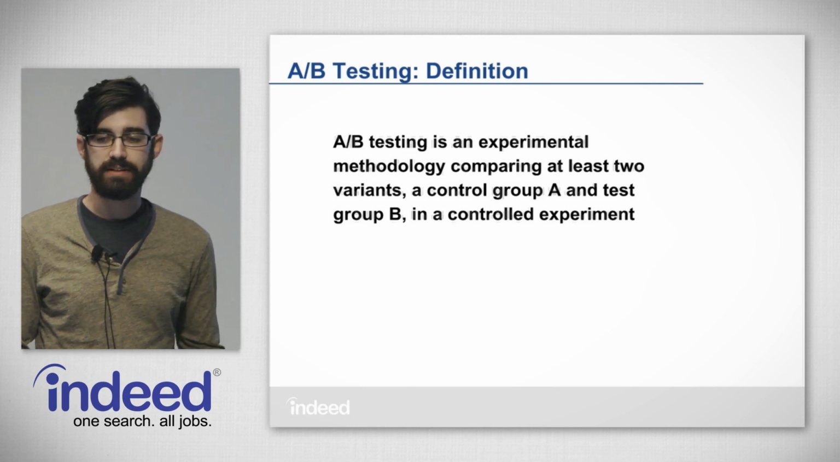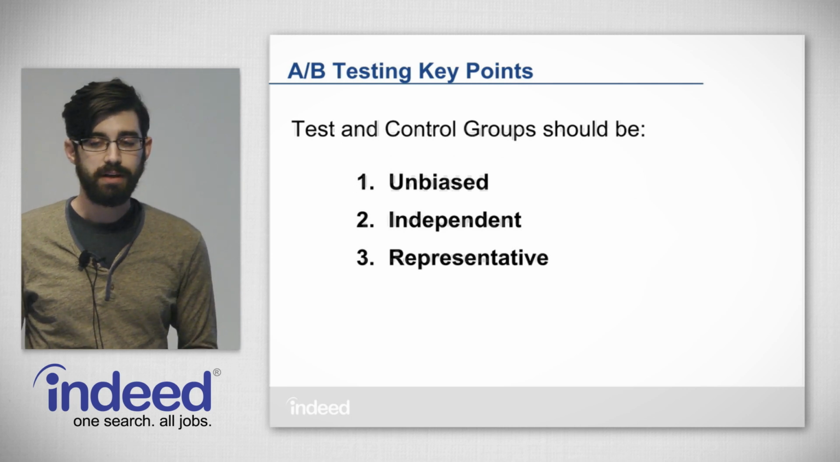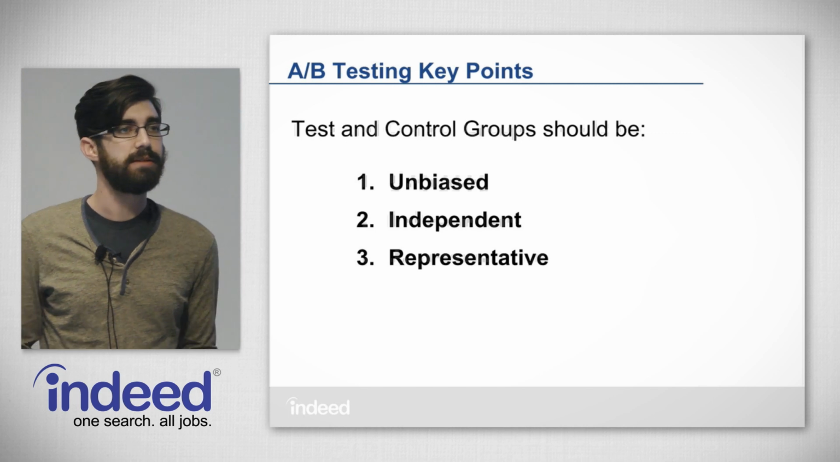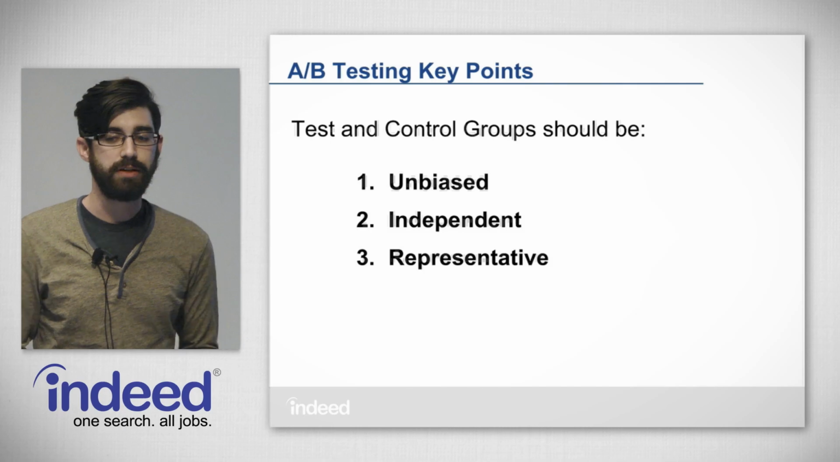To give you an example of this, before we get to that, a couple of key points. Testing control groups should be unbiased, independent, and representative, not necessarily representative of the entire group, but representative of the group where you're trying to do the test.